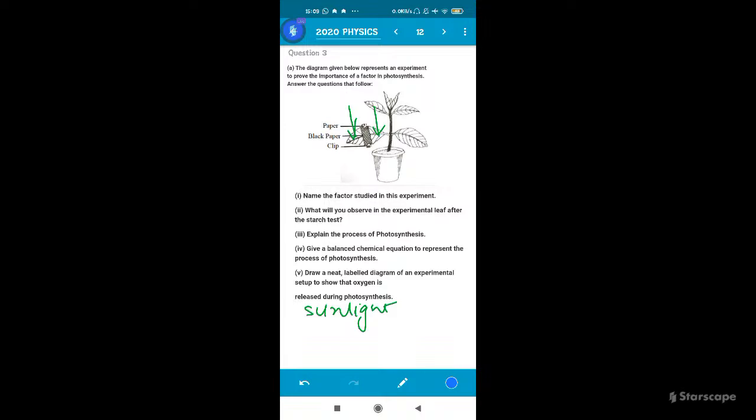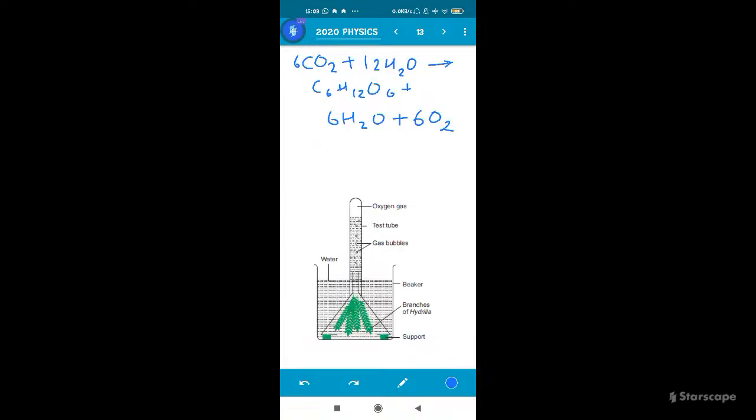Draw a neat labelled diagram of an experimental setup to show that oxygen is released during photosynthesis. So see, the diagram is given here. It is given in your book also. By using water plants such as hydrilla, we can show that oxygen is released during the process of photosynthesis by using this funnel arrangement.